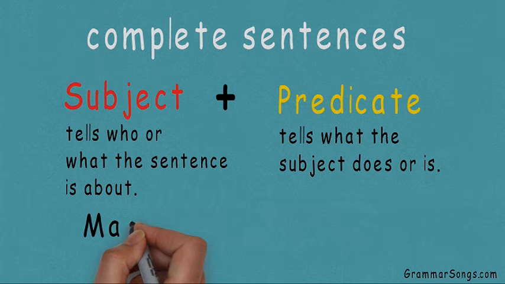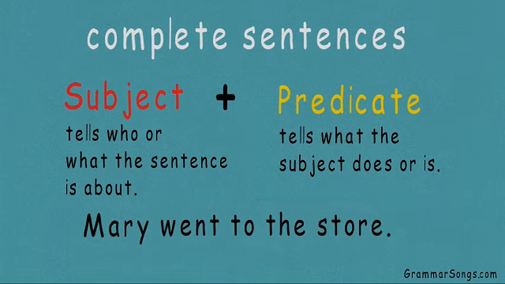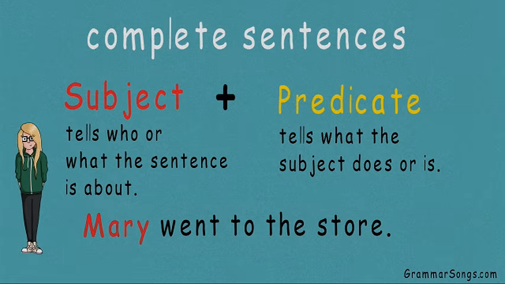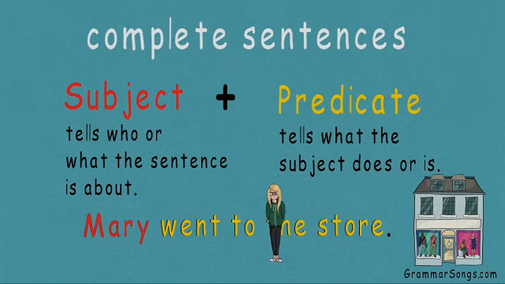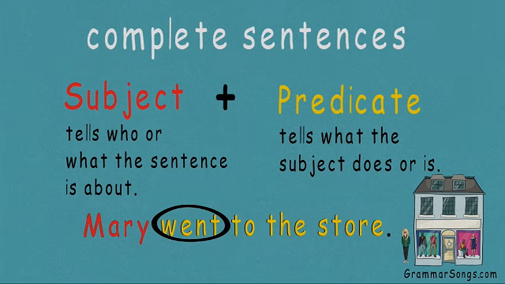In the sentence, Mary went to the store, the subject, Mary, is who the sentence is about. Went to the store is the predicate because it tells what Mary, the subject, did. It's important to note that the predicate usually begins with the verb and includes the rest of the sentence.